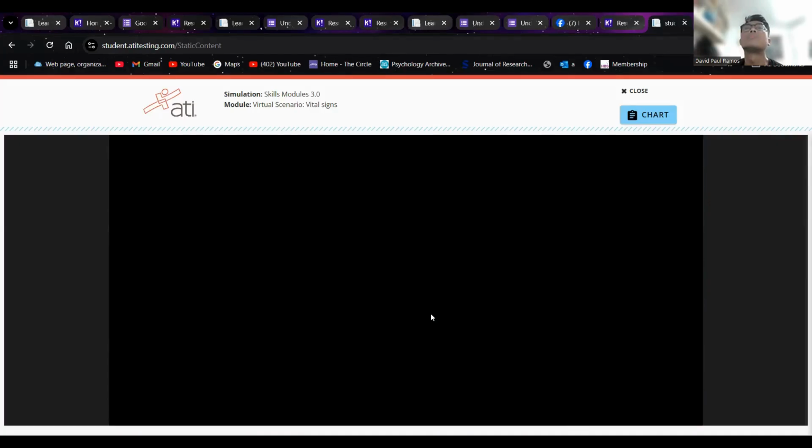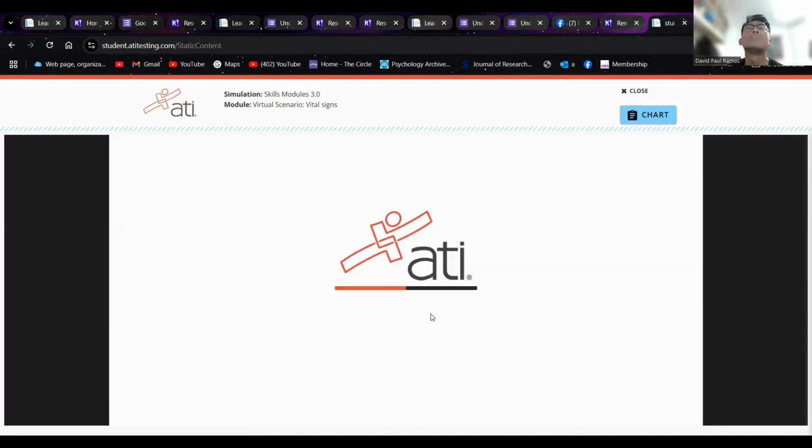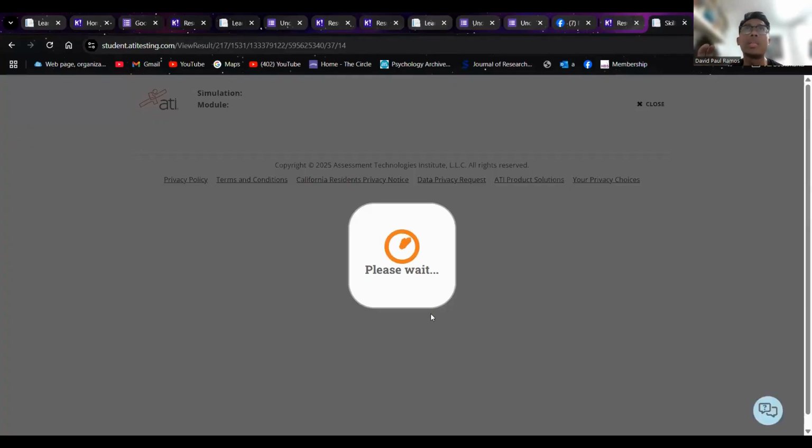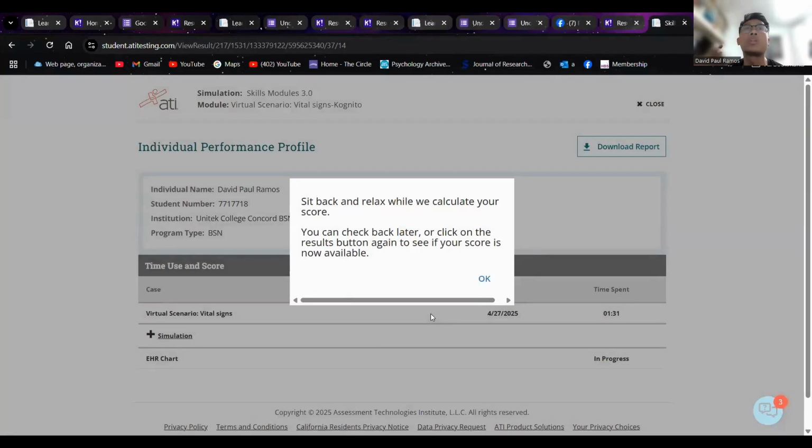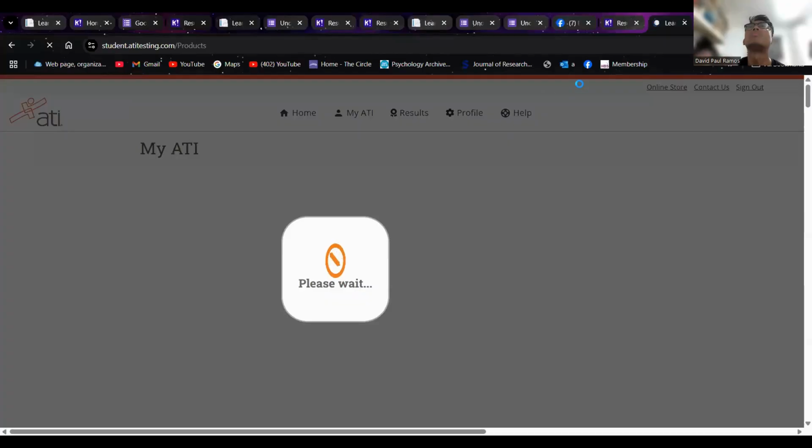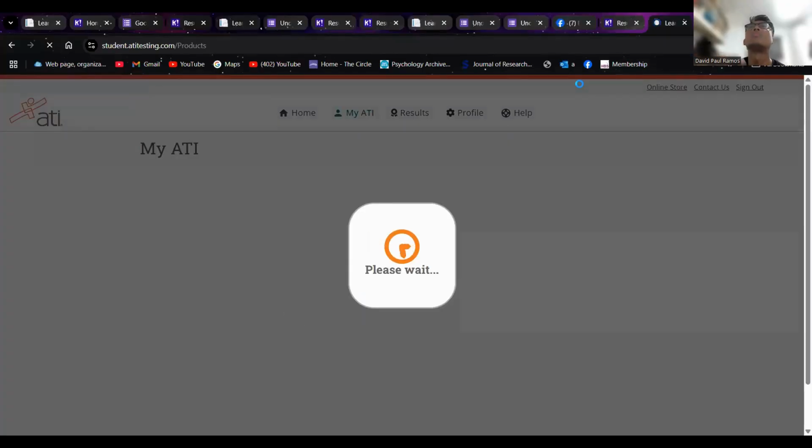Okay, so this scenario was terminated. Why? Due to failure to address client privacy, safety, and infection control measures in performing the skill. So we have to remediate. Now, in remediation, there are resources that we use with API. There are ebooks, there are videos, and there are pictured resources that we could use.